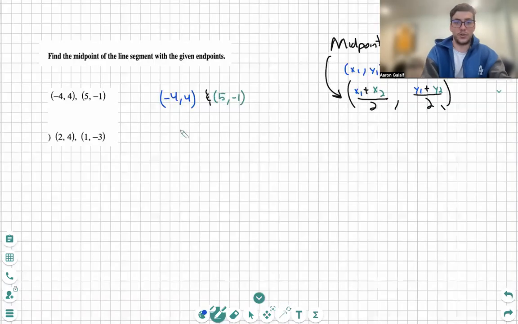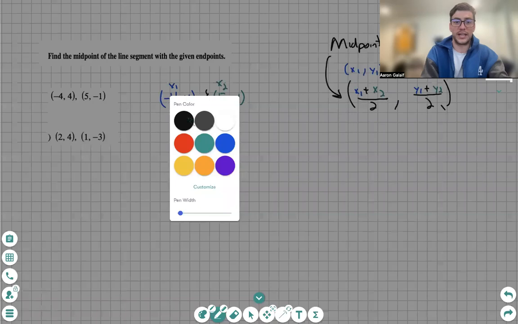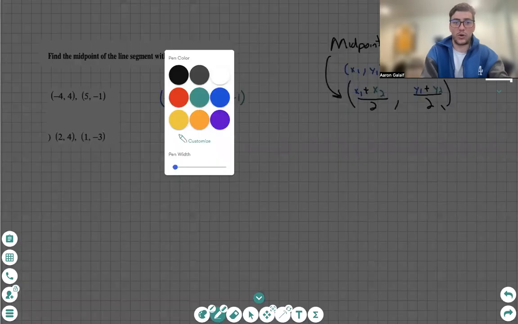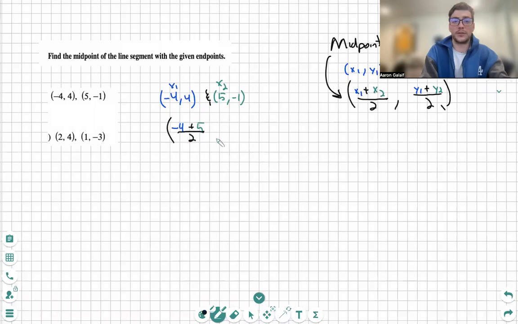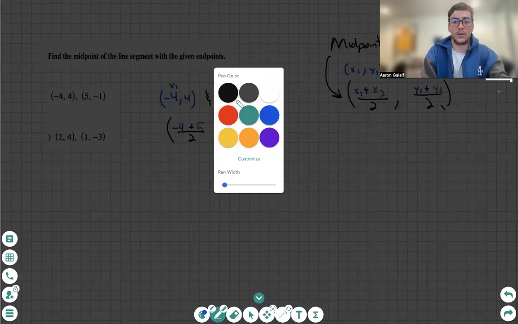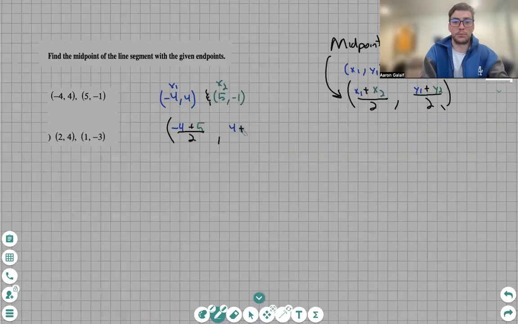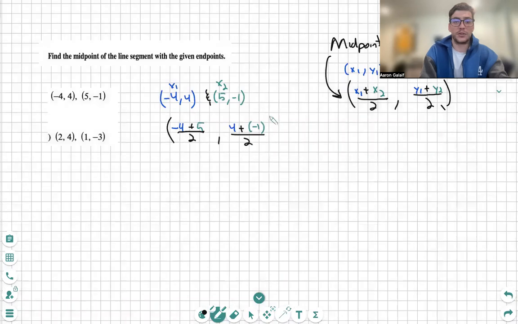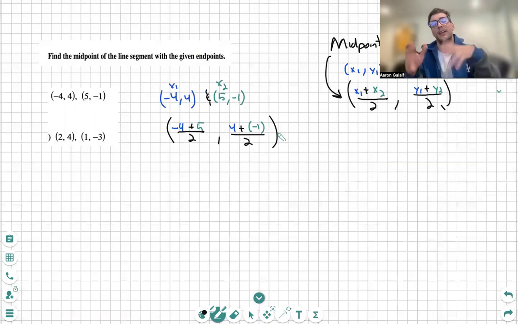All I'm going to do is take my x1, which is our first one, take our x2, which is our second x, and add them together. And recall, according to the formula, we're going to divide that by 2. We're going to do the same thing for the y's, 4 plus, and then in parentheses, your -1 divided by 2. So when you deal with those negatives, just make sure you put plus every time, parentheses in your negative, and it will start to make a lot more sense.